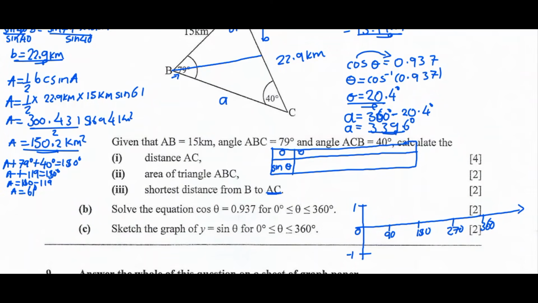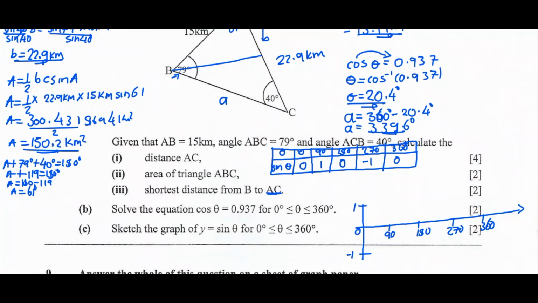So what is sine 0? Sine 0 is 0. What is sine 90? Sine 90 is 1. Sine 180, this one is 0. Sine 270, this one is -1. Sine 360 is 0. So we have a continuous wave, but since we have been given where to end, we'll end from 0 up to 360.